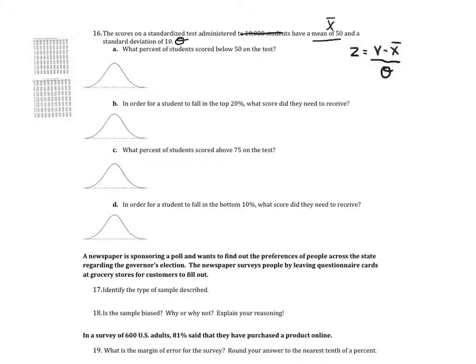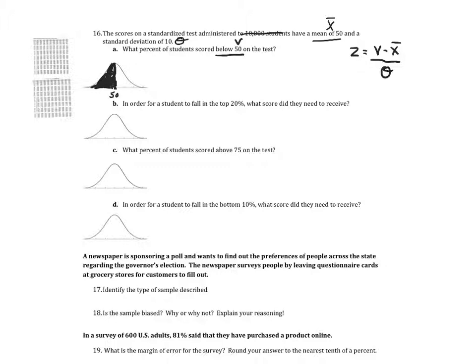So it says, what percent of students scored below 50? That is our X. First thing I want to do is draw my bell curve by putting a 50. It says below 50. So our line's going to go straight up and down, and we want to know below 50. So I'm going to shade it to the left.